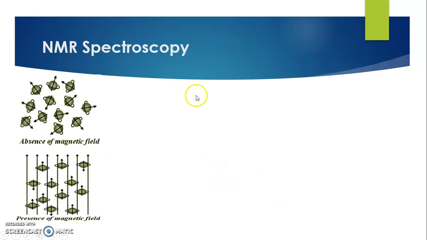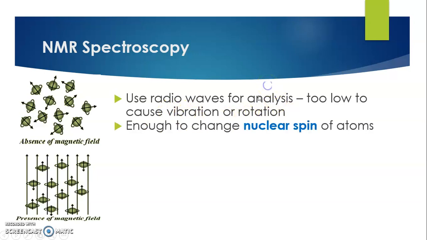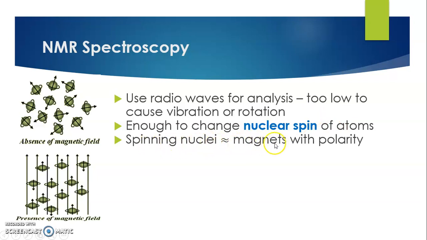Okay. So the theory behind NMR is that, first of all, we use radio waves. And because radio waves are really low in energy, they can't really cause any vibration or rotation of a particular molecule. What they can do is change the nuclear spin of atoms. So the nucleus of an atom just naturally spins by itself, and a spinning nucleus works more like a magnet with polarity. So if they spin clockwise or counterclockwise, you will have different polarities.